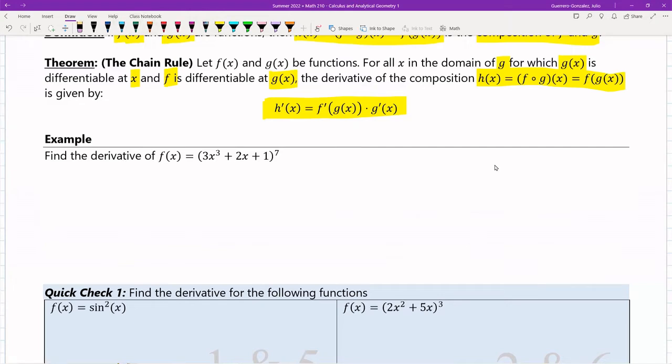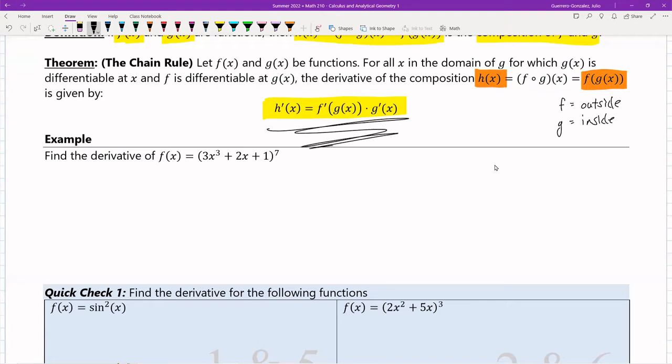So I want everyone to look at this right here. Let me get rid of the highlighting. Look at this: h of x is f of g of x. If we take a look at how this is defined, the f function is the outside function, and g is the inside function. Then look at how this works when we actually do the derivative.